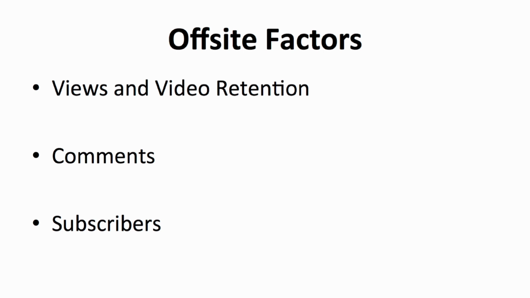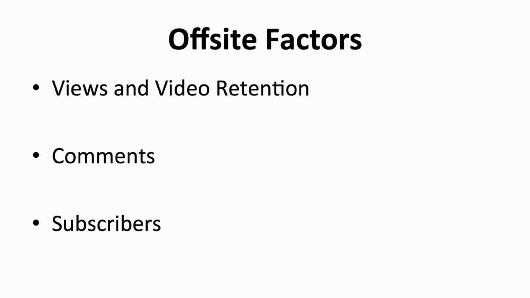Other than the on-site factors that will affect your rank, some off-site factors affect your ad rank. First of all, the views and video retention. The more views you have, the more exposure your video has. This way, it improves the video's YouTube SEO. Second off-site factor is the comments on your video. Comments on your video give an authority signal to YouTube. If viewers have commented on your video, it means they have enjoyed the video, or at least they have watched the video until the end.